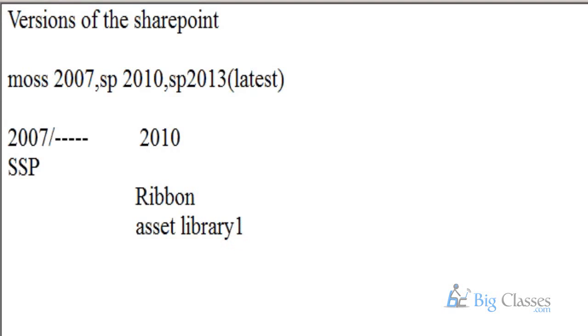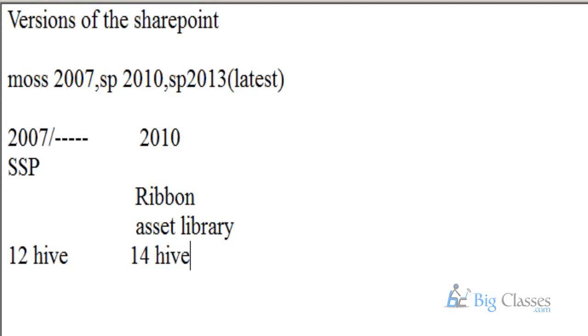Once I install SharePoint 2007, the 12 Hive folder will be created. Once I install SharePoint 2010, which folder will be created? 14 Hive. 14 Hive, 12 Hive.